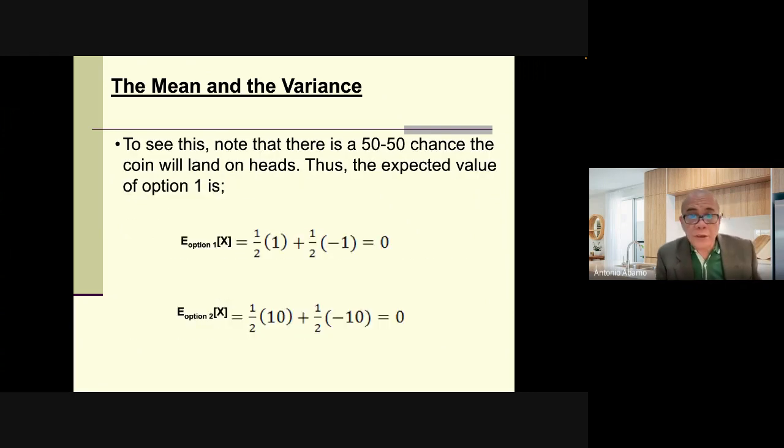So the difference is this. To see this, note that there is a 50-50 chance that the coin will land either a head or a tail. Thus, the expected value of option one is 50% times one, because there are two sides, plus one half times minus one. Why? Because you pay if it is a tail. If it is head, you receive 1 peso. What is the expected value? Zero. Option two, the expected value of option two is 50% times 10 plus one half times minus 10. The expected value is zero.